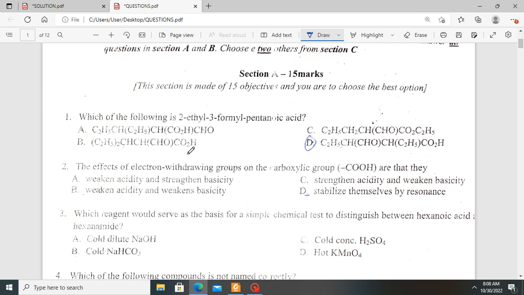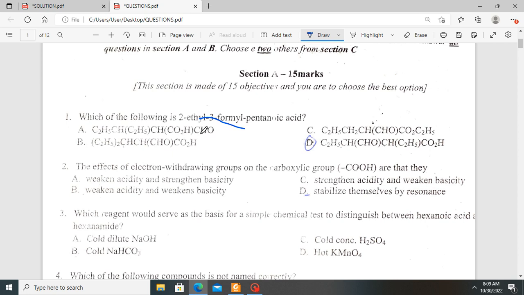So let's begin. Which of the following is 2-methyl 3-formyl pentanoic acid? So among these options, which of them is 2-methyl 3-formyl pentanoic acid? The parent compound here is pentanoic acid. So let's see if you can identify pentanoic acid here. All the ones in the bracket here mean that they are substituents.